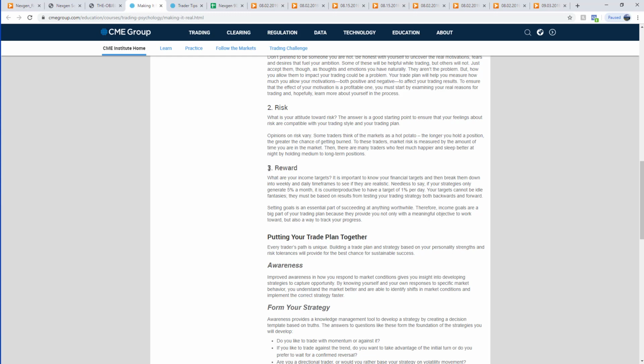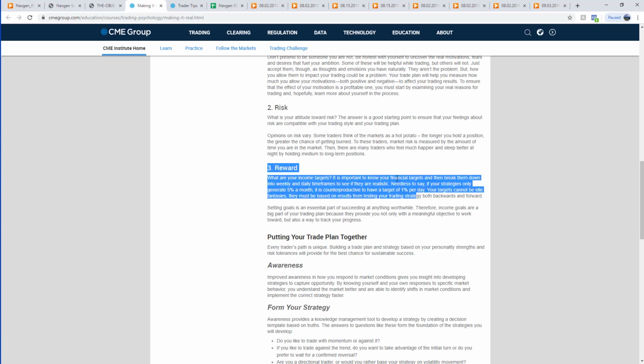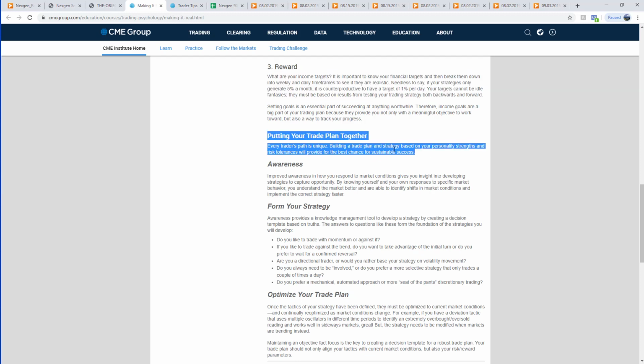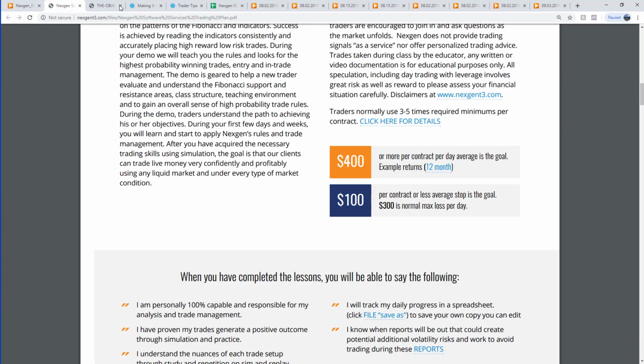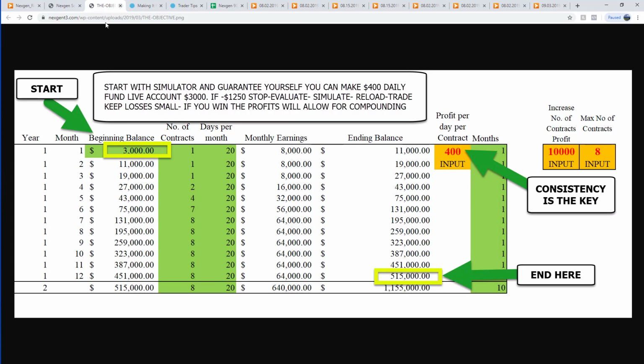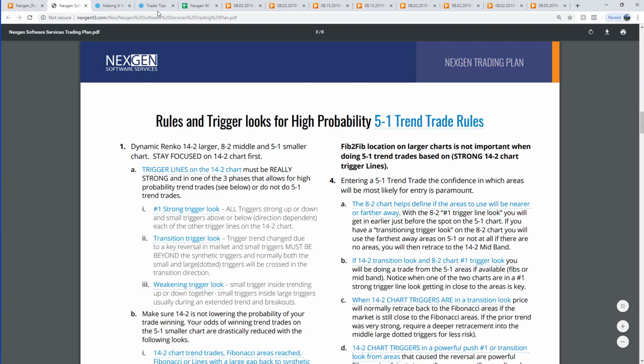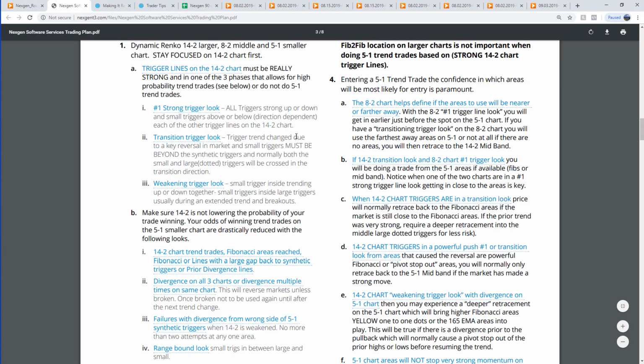Don't we have targets? Every day we want to make $400 a day on one contract. Now, put your trading plan together. Every trader's plan is unique. It's based on your personality, your strengths, and risk tolerances. I'm not your mama. I'm not your spouse. It's not my job to write your plan for you. I've done the basics, which is to put together the objectives of what's achievable and the rules to get there, but you still have to go in and make it your own.